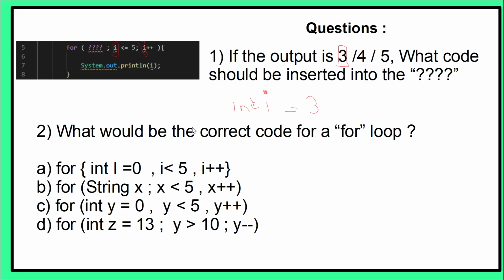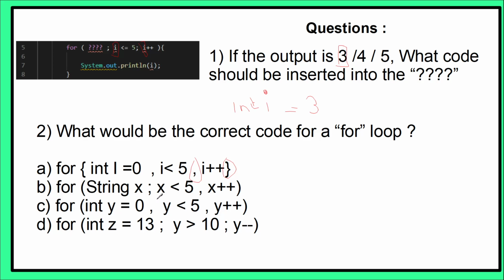Number 2, what would be the correct code? Well, the first one, there are a couple of errors in it. The first error: those brackets are the wrong type of brackets. We don't want the curly brackets for our for statement. And then the comma is not used to separate the sections. So the comma is an error. So option A is wrong.